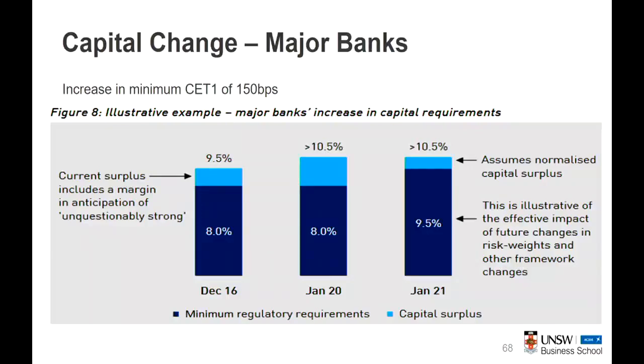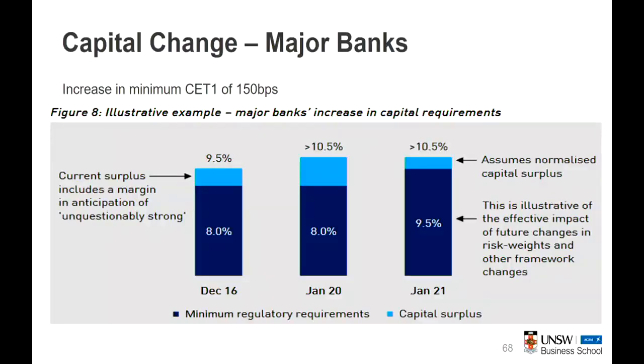By January 2020, APRA wants Australian banks to take this number and take it to 10.5%. Technically speaking, the requirement is still 8, but the expectation is that they will carry 10.5. And then, by January 21, the actual minimum will move. So by January 21, this number will finally move to 9.5%. But then APRA, practically speaking, expects banks to carry 10.5% anyway.